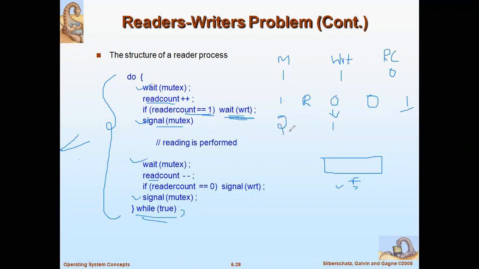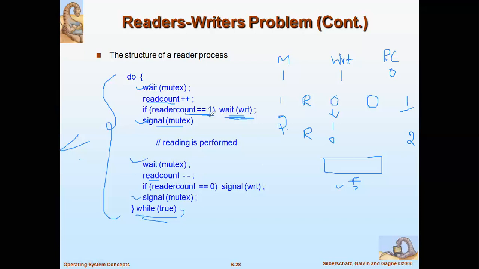Now, at the second instance, let's say there is one more reader process. So the reader will wait on the mutex. So again the mutex will be reduced to 0. What about the read count? The read count is going to be 2, that is 1 plus 1 is going to be 2. So is this condition going to be satisfied? If reader count equal to 1, no, the reader count is equal to 2.